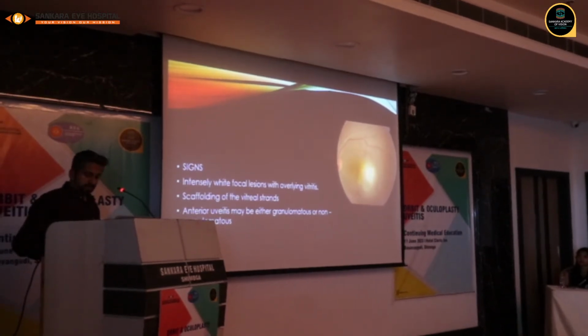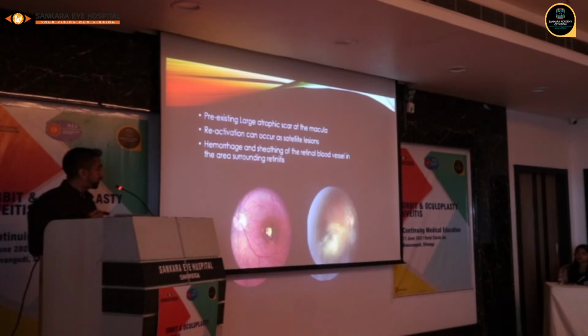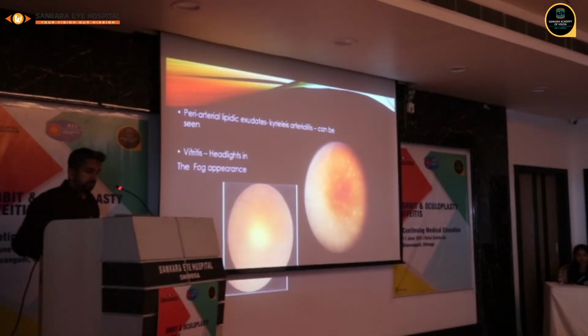Another thing is anterior uveitis may or may not be present. It's not mandatory that it has to be present. Sometimes you can find these atrophic scars, punched out scars with pigmentation at the edges. And you may find lesions adjacent to it which get reactivated over the course of time. Sometimes you can have periarterial lipid depositions. And the classical textbook description is the headlights in the fog appearance, where the headlight is the retinitis and the fog is the vitritis. But generally, in clinical practice, you will not see this much vitritis. You will usually see a localized vitritis over the area of the lesion.